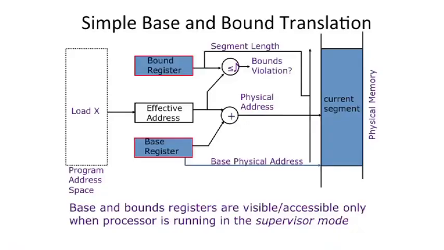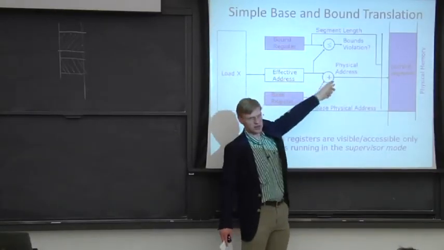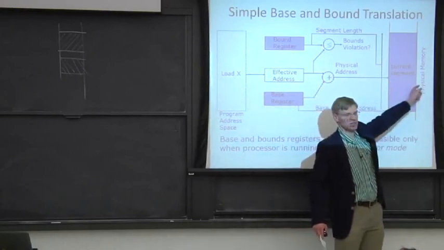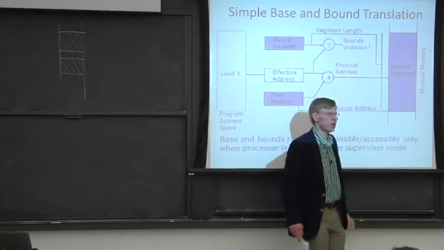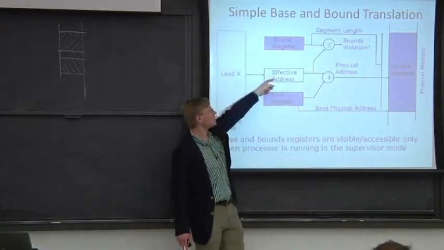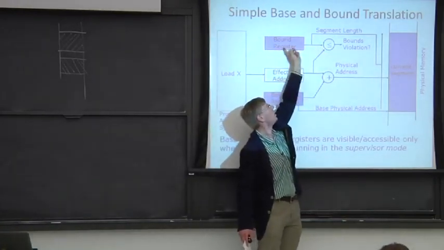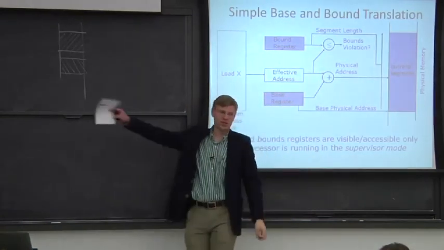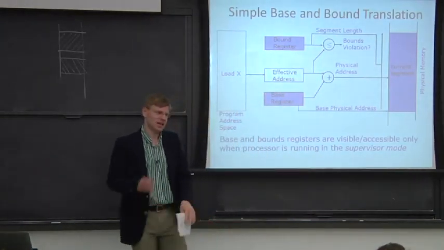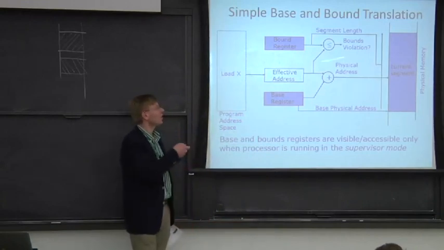So let's look at the hardware of a basic base and bound translation. So we have a program here, and it's going to produce an untranslated address. That address is going to get some base added to it, and that's going to be the address you actually use to access your caches and your memory. This address is compared to a bound register, and if it's bigger than some bound, it gets slapped on the hand, or it gets killed. You get some sort of violation.